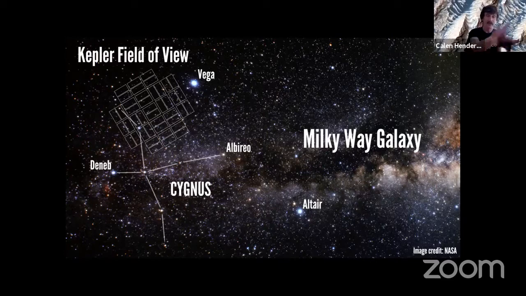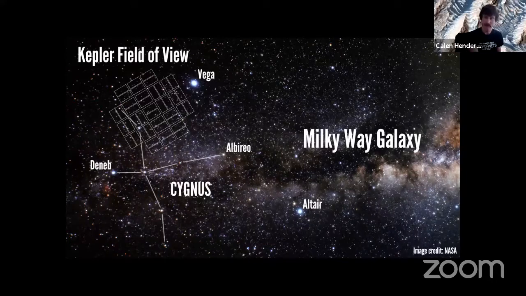And it observed this patch of sky that's here in the constellation Cygnus the Swan. So its full field of view is 105 square degrees. And you can see those white rectangles outlining its survey area. Vega is just off to the side on one edge, and Deneb is down there. And you can see it's just above the galactic plane.